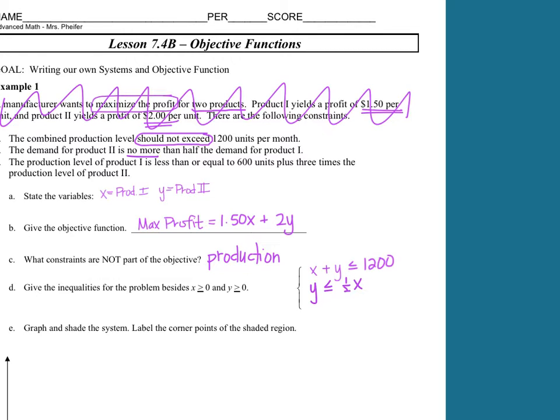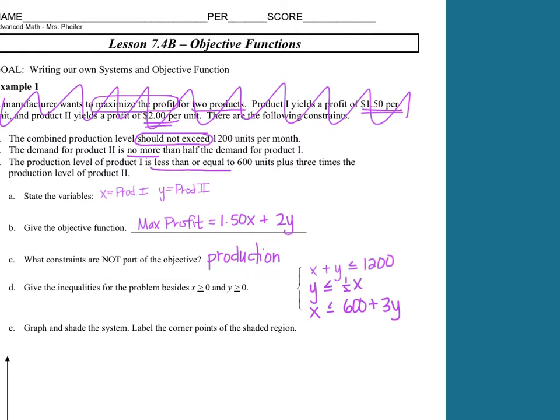Then statement number 3, the production level of product 1, that's X, is less than or equal to 600 units plus 3 times the production level of product 2, so 3y. Okay, our system is ready to go, except that it's not quite in the right order.